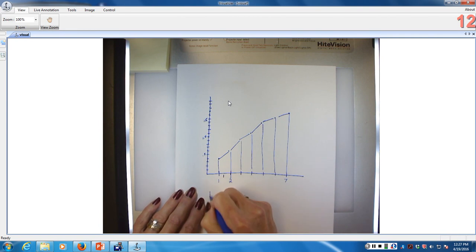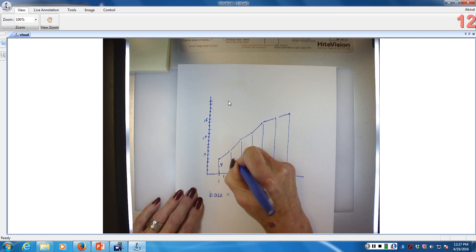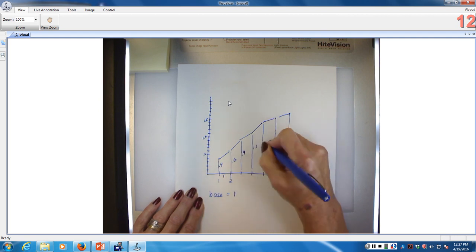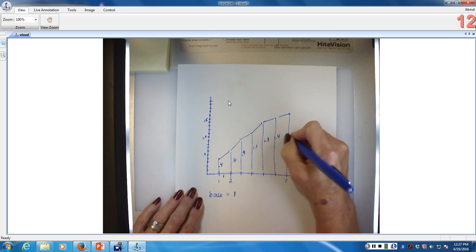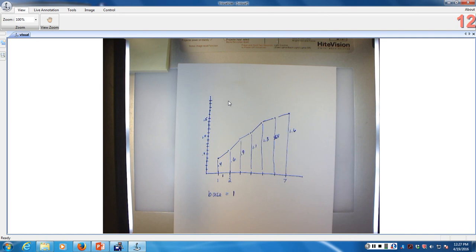So the base of every one of those is 1. What's different is these other two sides. So the length of this side is 0.4, the length of this side is 0.6, the length of this side is 0.9, the length of this one is 1.1, 1.3, 1.4, and 1.6. And Simpson's rule says that we would use the formula for trapezoids because Simpson's rule is just a refinement of the trapezoid rule. That's really all it is.